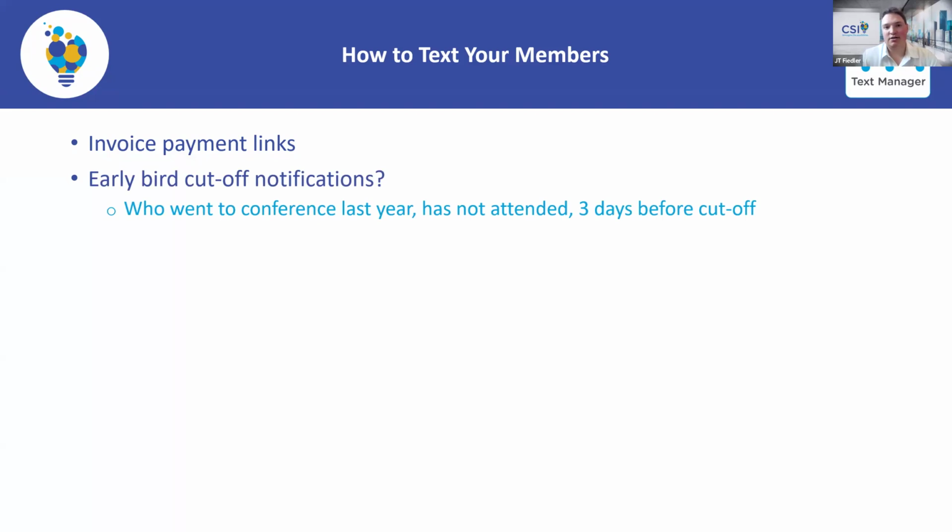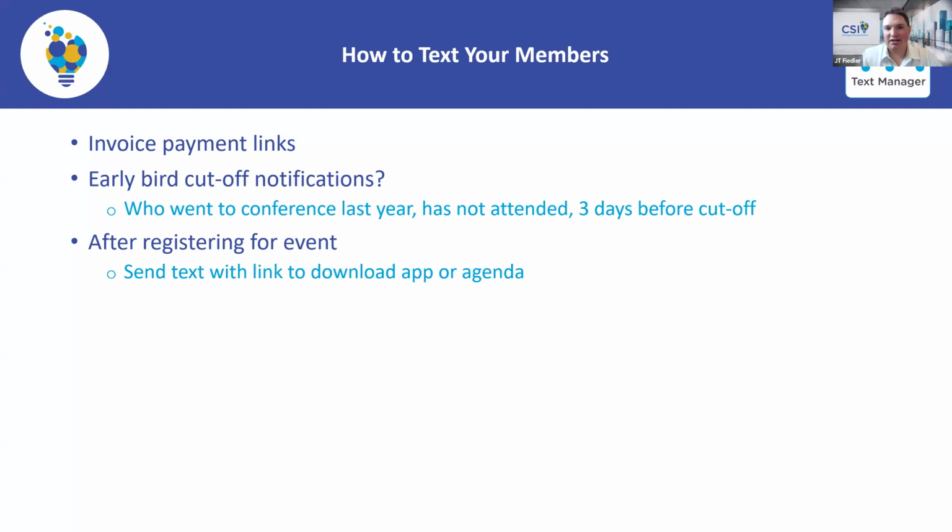Another big one is event promotions. If you have an early bird cutoff, and someone went to the conference last year but didn't register for this year's, let's send a quick reminder: early bird pricing's ending soon, click here to register for the event. Another option is that after they register for an event, we send them a text with some additional information, or a link to the agenda or the web page.